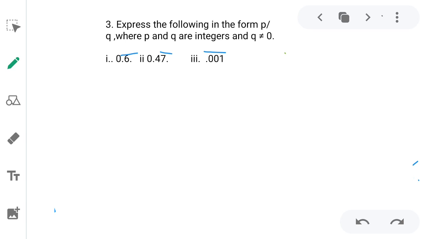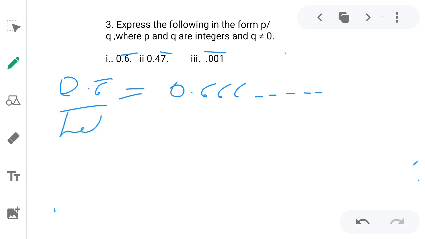In this question, question number 3, express the following in the form of P upon Q. So we have to write 0.6 bar over it in the form of P upon Q. The question which is given means that 0.666 and so on, the term is repeating. That means this is a non-terminating recurring decimal expansion.